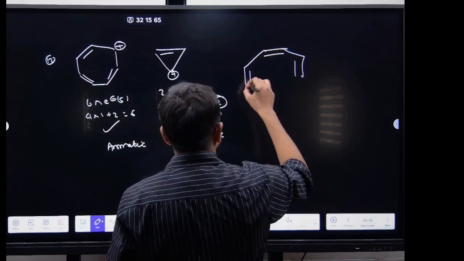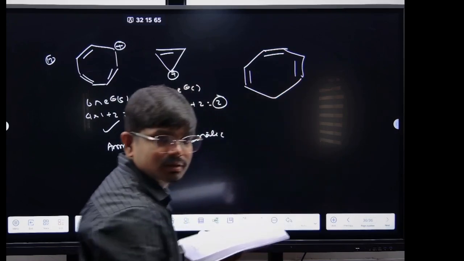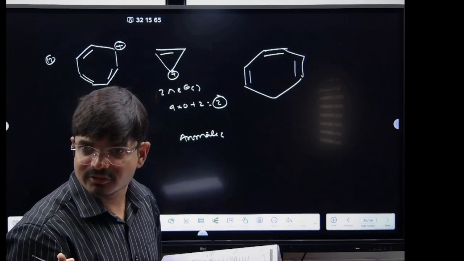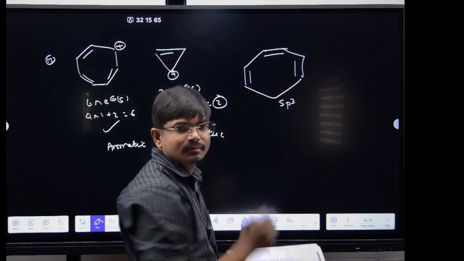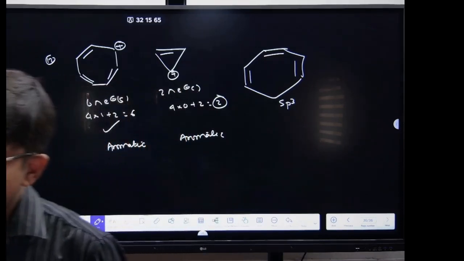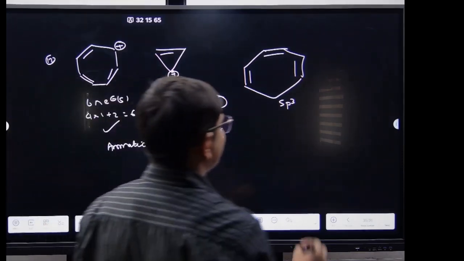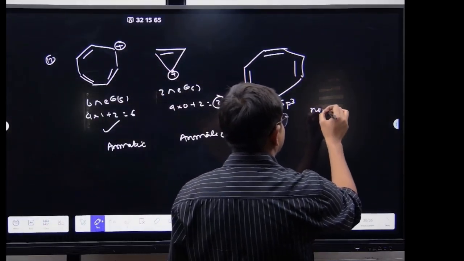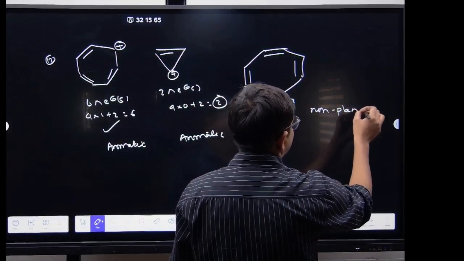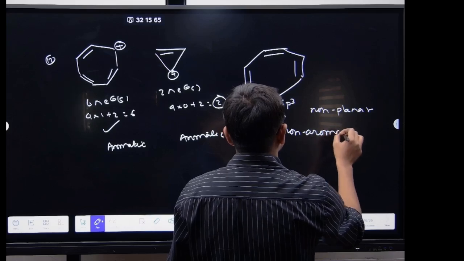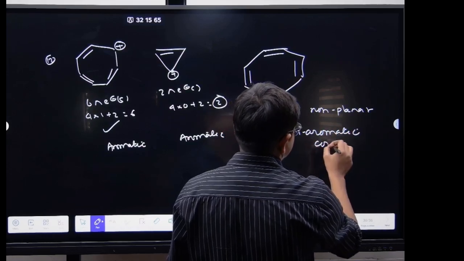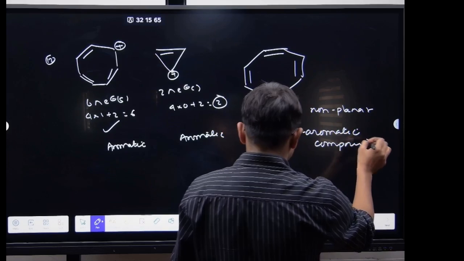Now the third one, third one देखो, this one will look like this. The problem here is that although it contains the 6 pi electrons, this is sp3 carbon, right? Means non-planar one. Non-planar one means एक plane में नहीं है. So it is a non-aromatic compound. So which option will be the correct one? Third option.